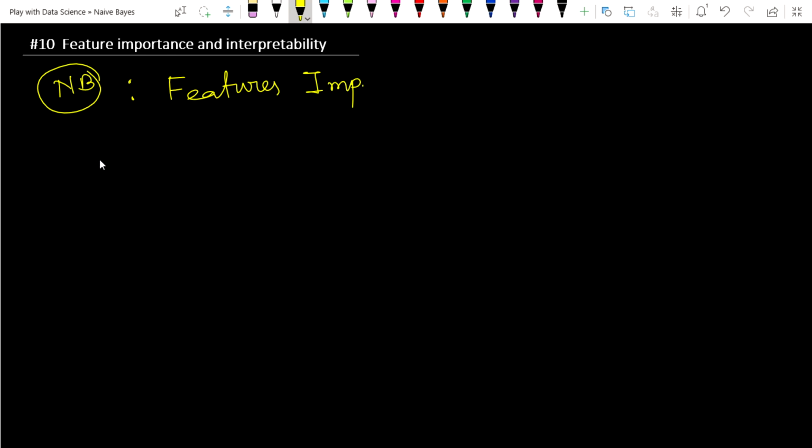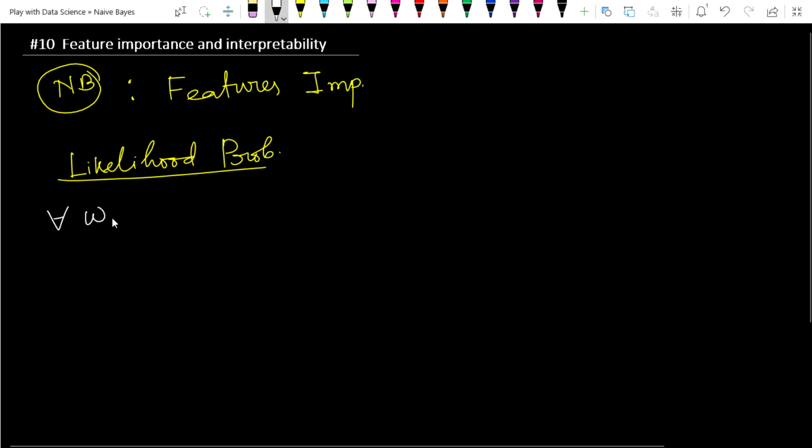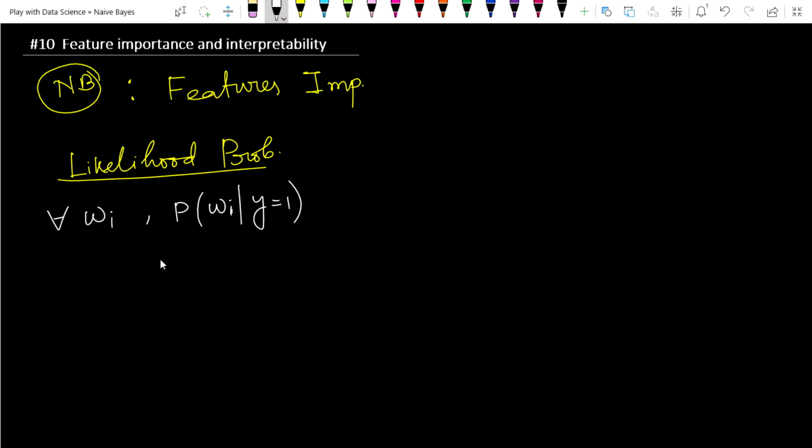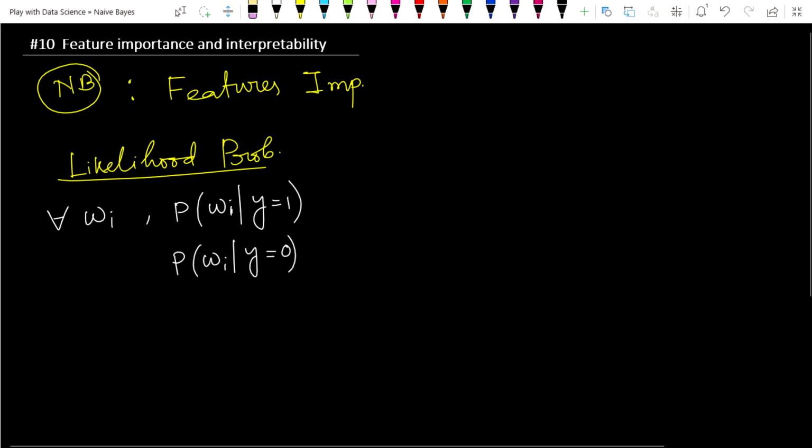Let's see. What we count in the training phase of Naïve Bayes is the likelihood function. We are just finding the likelihood probabilities. We simply count these probabilities for all the datasets. We count these likelihood probabilities for all the classes, for class 1, and for all the wi, as well as for the negative class. So for both the classes we have calculated these two likelihood probabilities.